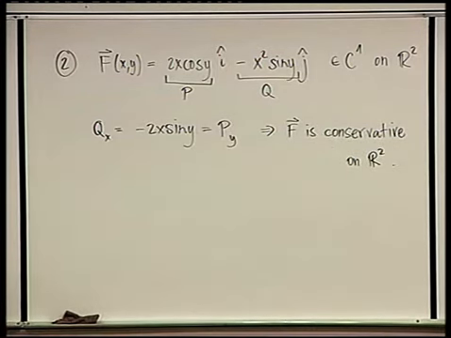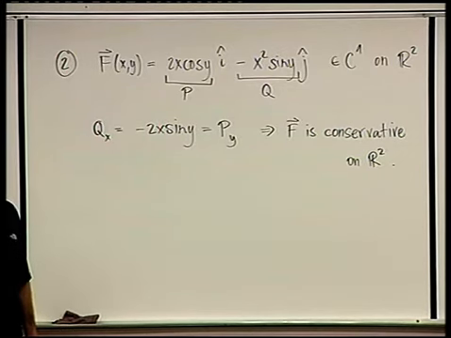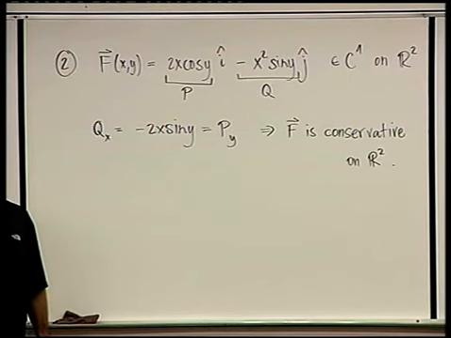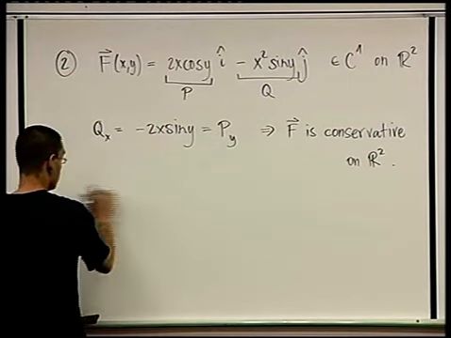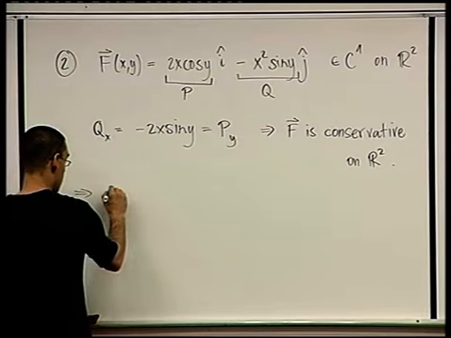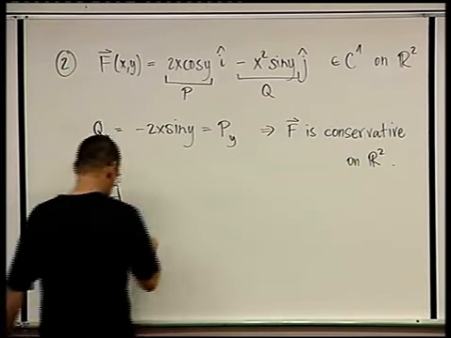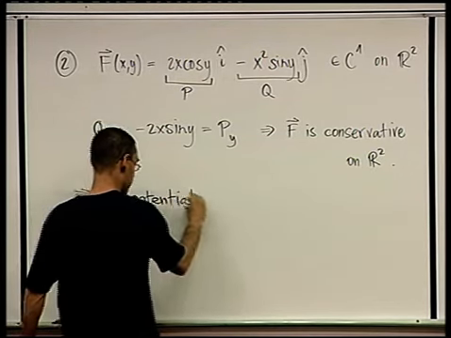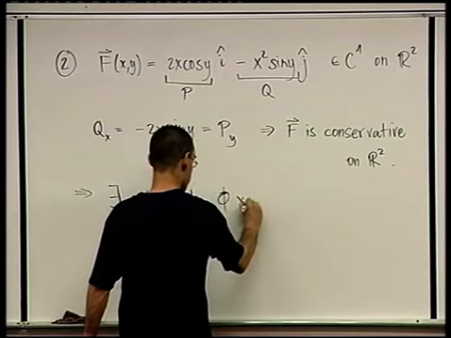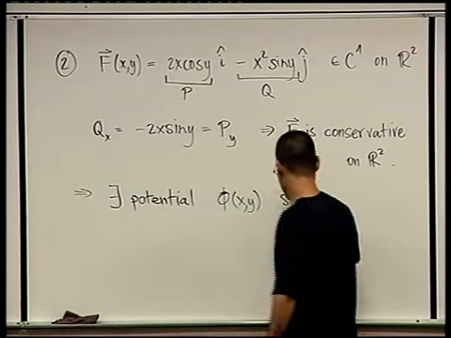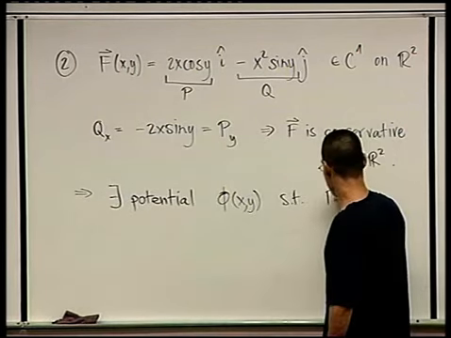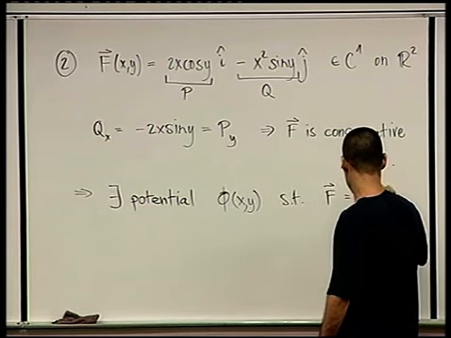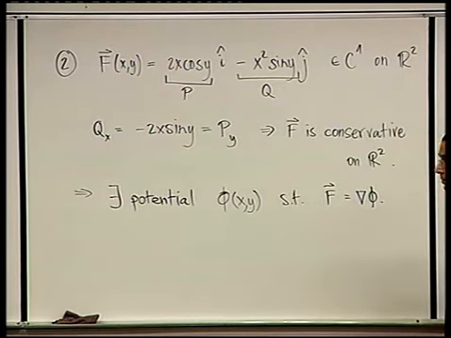Clear? Great. So now let's find its potential function. Since it's conservative, we know it is the gradient of some function phi. Okay. So therefore, there exists a potential function phi. Potential in the sense that f is the gradient of phi. Right? Let's find it. How do we find it?